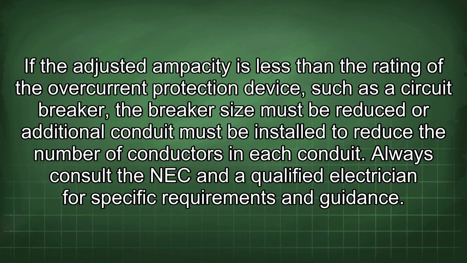If the adjusted ampacity is less than the rating of the overcurrent protection device, such as a circuit breaker, the breaker size must be reduced or additional conduit must be installed to reduce the number of conductors in each conduit. Always consult the NEC and a qualified electrician for specific requirements and guidance.